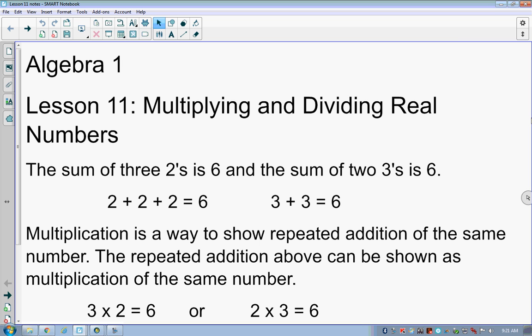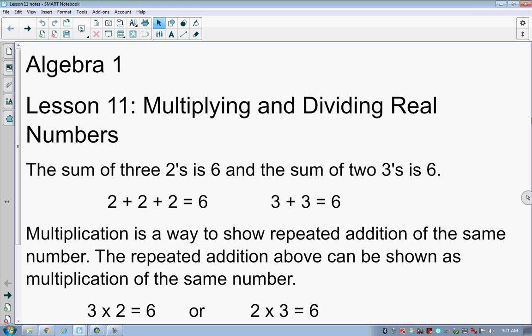We're talking about multiplying and dividing real numbers. So here we're talking about multiplication. The sum of 3 2's is 6. Basically what they're saying is that multiplication is just repeated addition. We're just adding and adding and adding the same number a number of times. Okay? So the sum of 3 2's, that's 2 plus 2 plus 2, is 6.